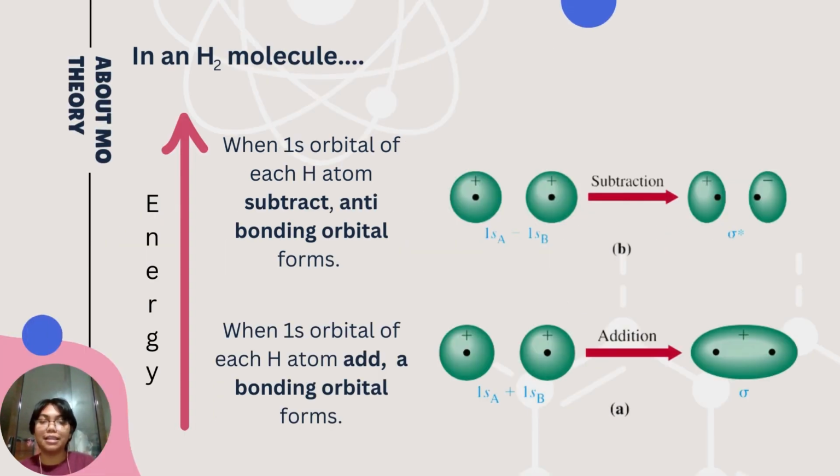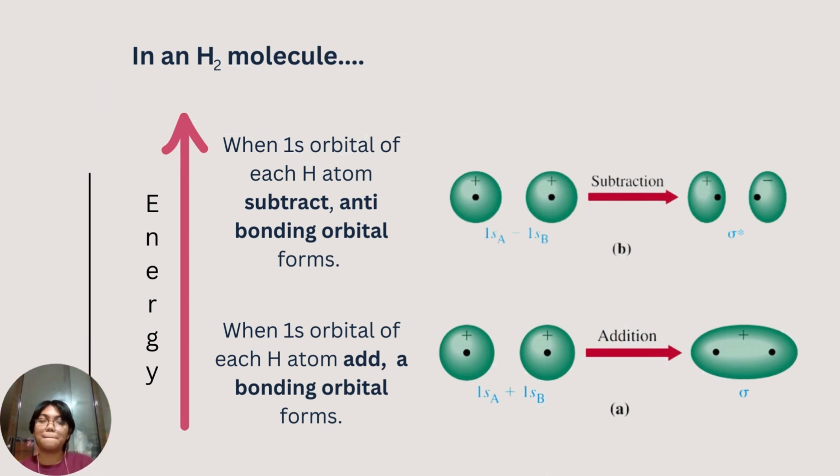For instance, in a diatomic hydrogen molecule, when one s orbital of each H atom subtract, an antibonding orbital forms. When one s orbital of each H atom add, a bonding orbital forms. At higher energies, the s orbitals form destructive interactions to form antibonding orbitals, while at lower energies, the s orbitals form constructive interactions to form bonding orbitals.